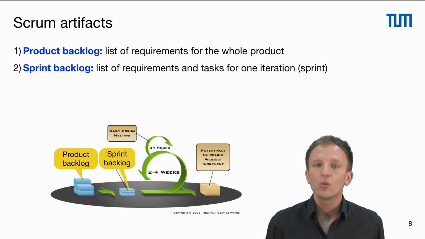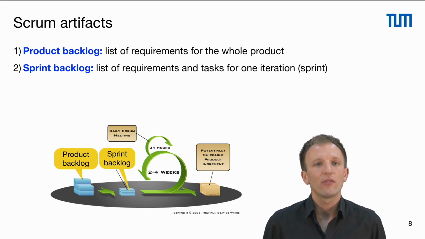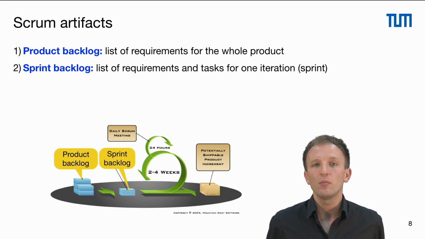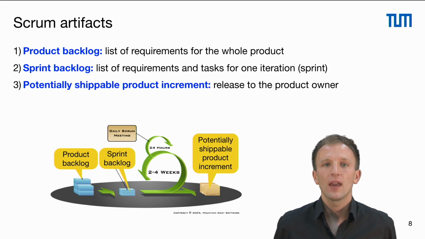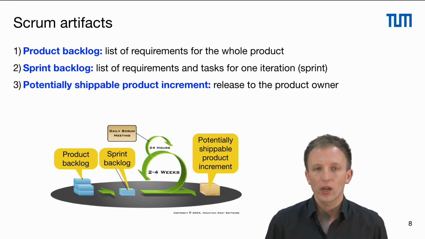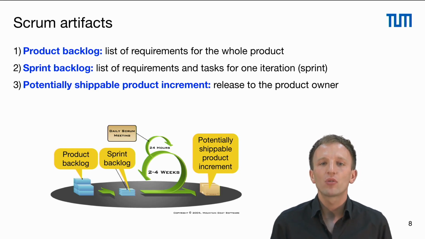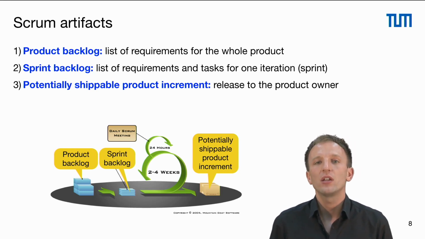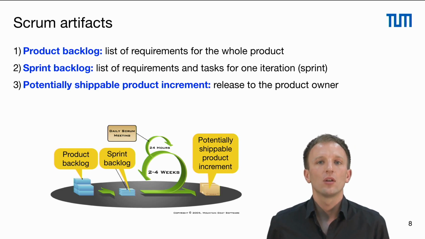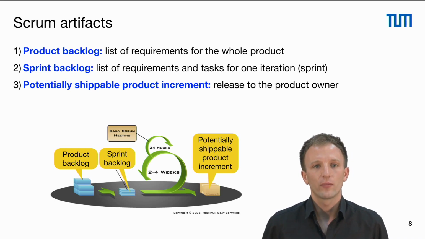that is detailed enough that the developers have all the information to realize and implement the requirements. And we have the potentially shippable product increment at the end of a sprint that is released to the product owner, and it is potentially also released to the end users of the software. And that is the basis for the feedback for the upcoming sprints.